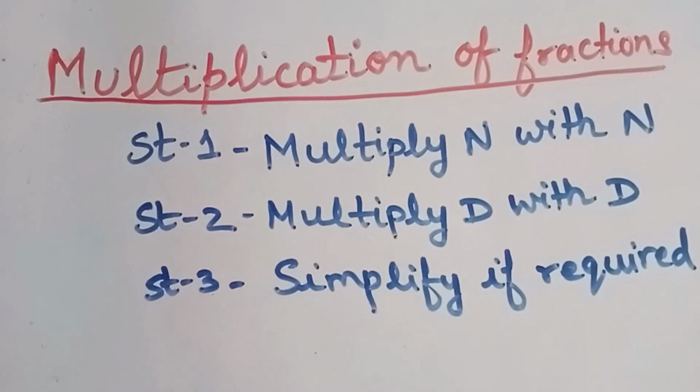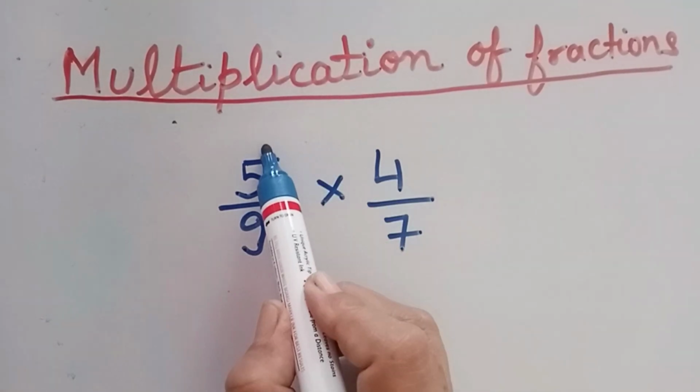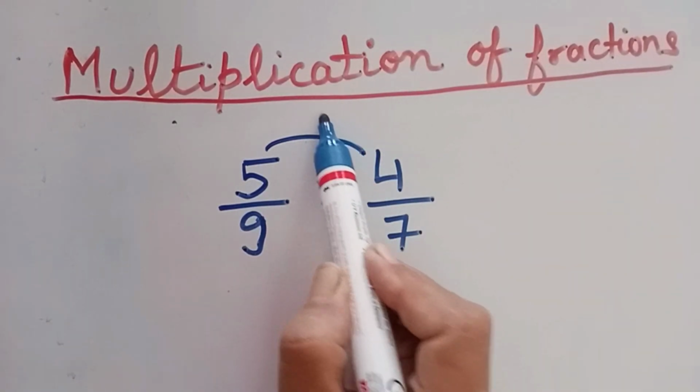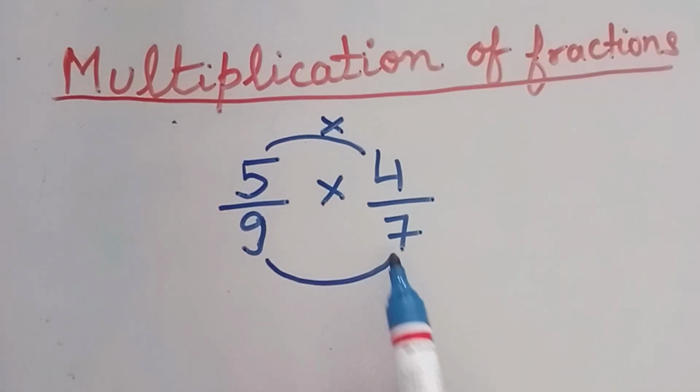So let us take one example. Now let us take this example. We have to multiply 5 by 9 and 4 by 7. So the first step is we have to multiply this numerator and numerator. We will multiply this. And the second step is we have to multiply this denominator and denominator.